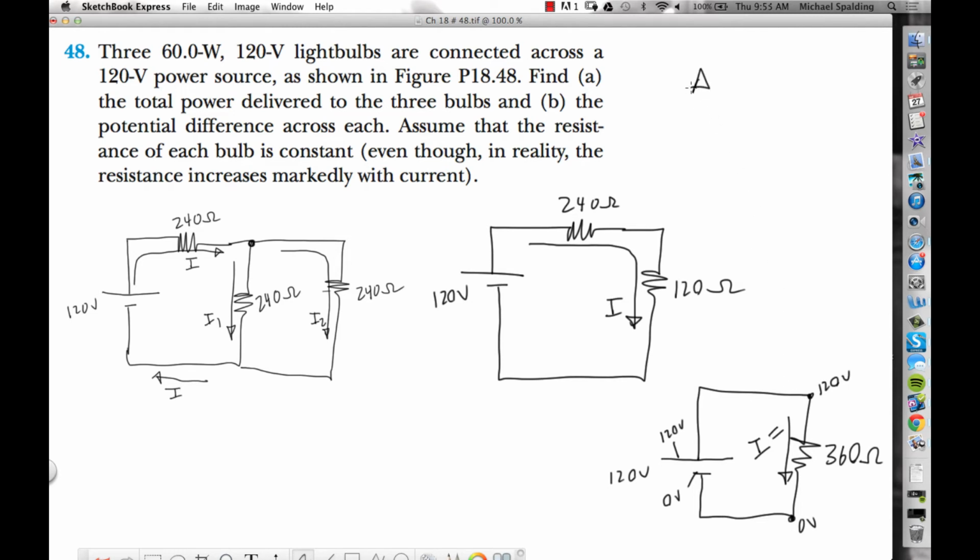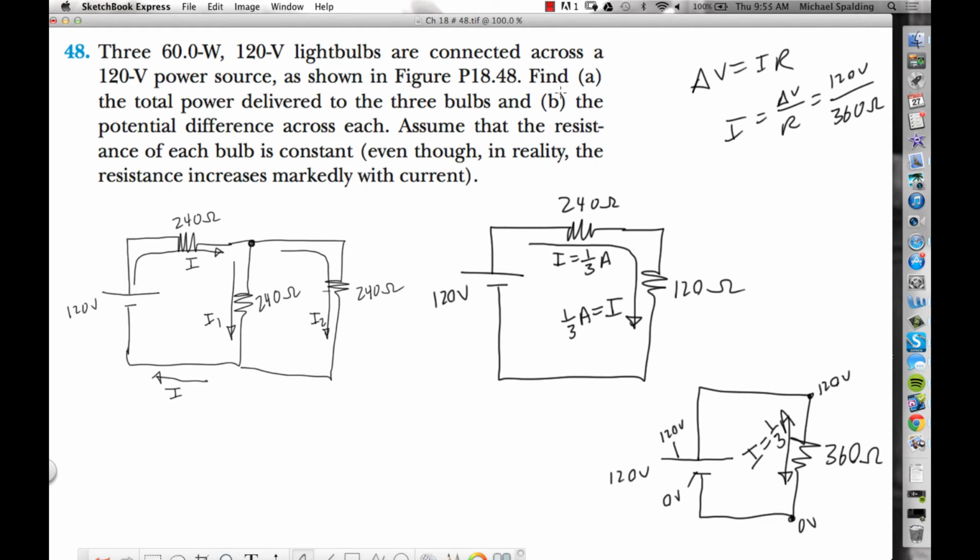120. So delta V equals IR, I is delta V over R. We've got 120 volts over 360 ohms. That gives us 0.3 repeating, so basically it's 1/3. So I is equal to 1/3 of an amp, which means the current here is 1/3 of an amp, and right here, 1/3 of an amp. So now, I think we're ready to solve.